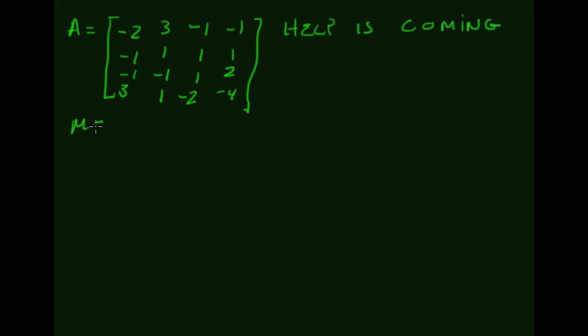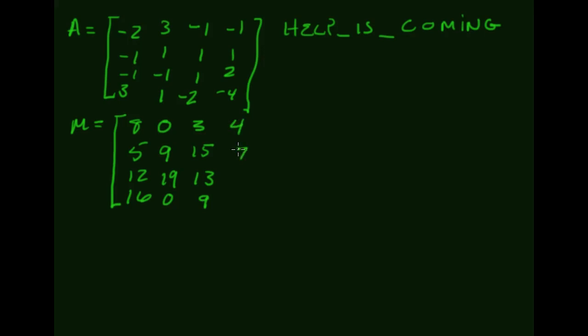So we create our message matrix. This one's going to have 4 rows because it's a 4x4 transition matrix. So the H gives me 8, E is 5, L is 12, P is 16, and then we have a space, so we put a 0. The I is 9, the S is 19, and then we have another space, so we put a 0. 3, 15, 13, 9, 4 for the N, 14 for the N, 7 for the G, and then we're going to leave 2 empty spaces at the end.